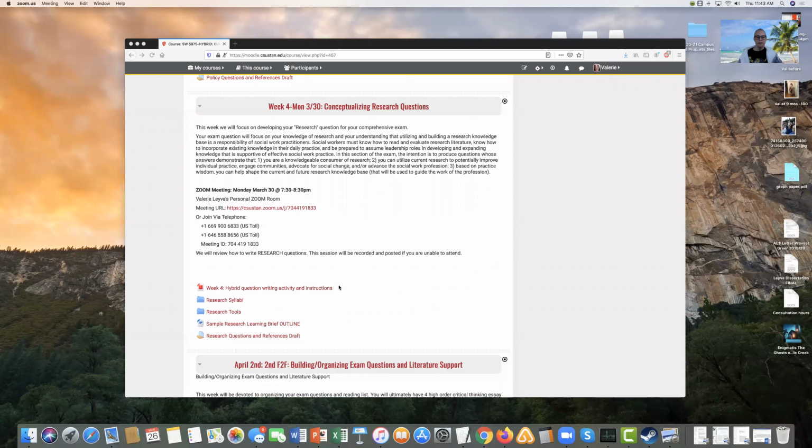This is constructed similarly to the other weekly pages you've had. There's an instruction page first. Then there's the research syllabi for the 2 research courses you've taken. Then we have research tools, and we're going to look at some of these in particular. And then for this, we actually have an outline of how to write the research essay for this exam. So it's a little bit different. And then the place for you to submit your research questions and references. So first I'm going to click on this link to go to the question writing activity and instructions.